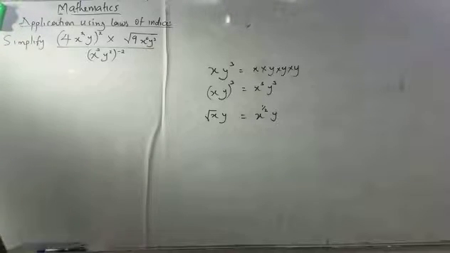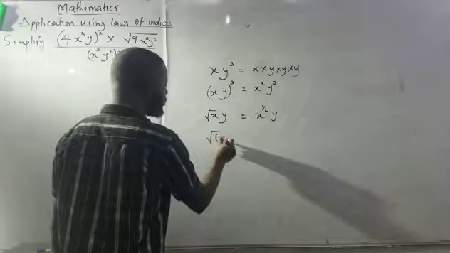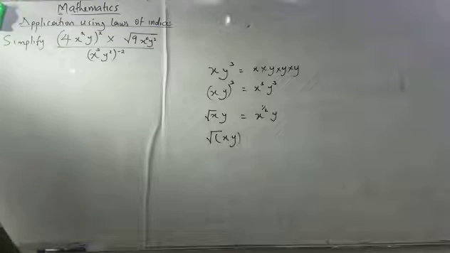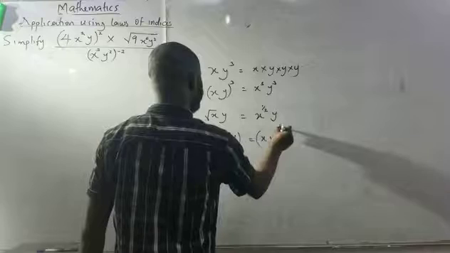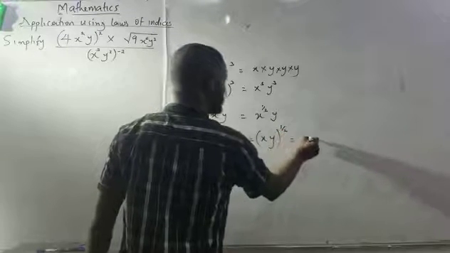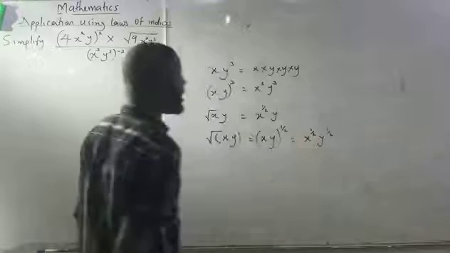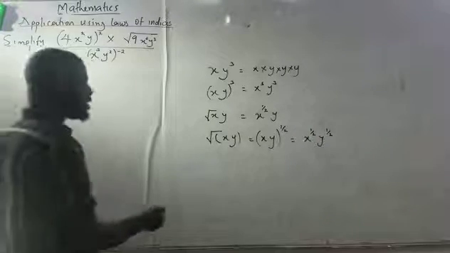Now, for me to have it as I want, I can say the root of (xy). Once there is a bracket on it, it covers everything. It's also the same thing as (xy)^(1/2), which is also x^(1/2) y^(1/2). Now, take note of this. Very, very important.